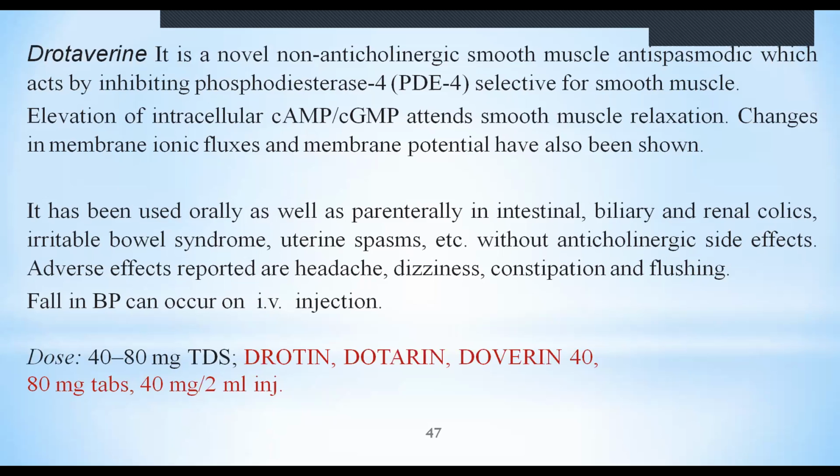Drotaverine is used, and this does not have the anticholinergic side effect. Drotaverine, mebeverine, etc. are very commonly used in case of irritable bowel syndrome. Irritable bowel syndrome occurs when there is uncontrolled movement of the large intestine or arrhythmic contraction. The dose of drotaverine is 40 to 80 milligrams, and the trade names are Drotin and Dotarin, and many other trade names are there.